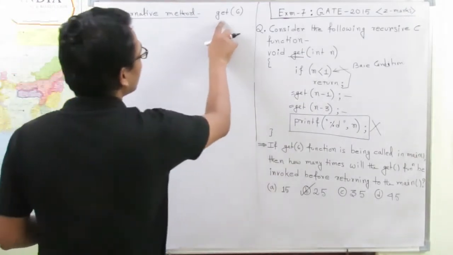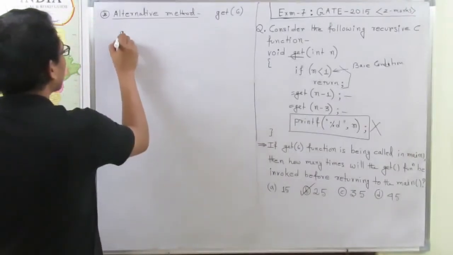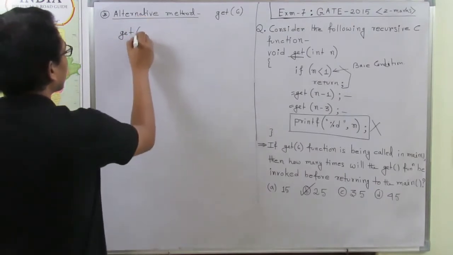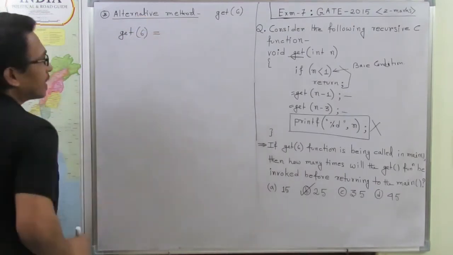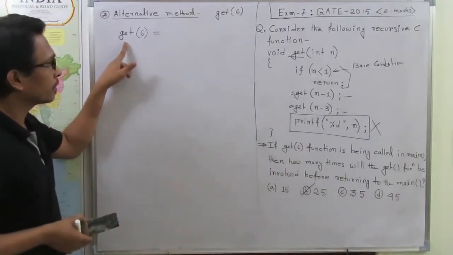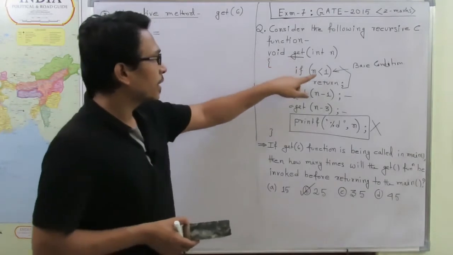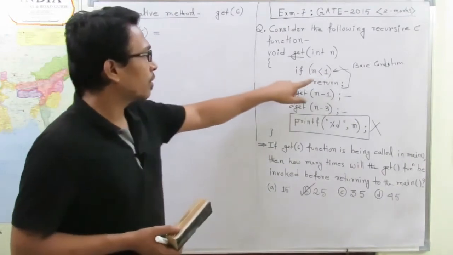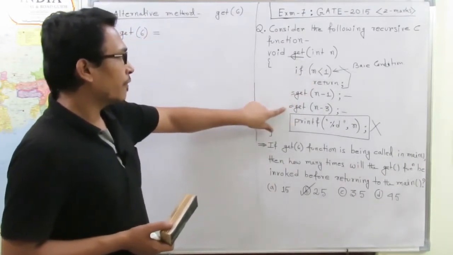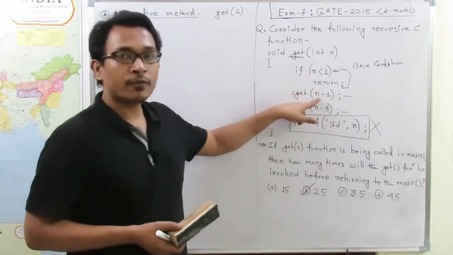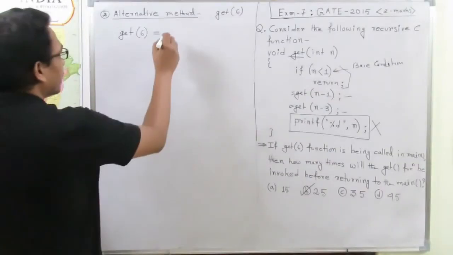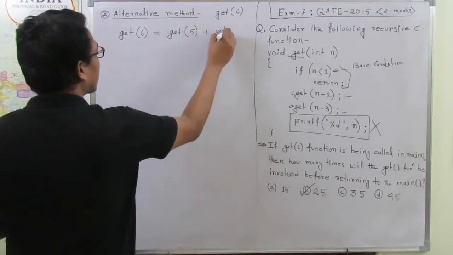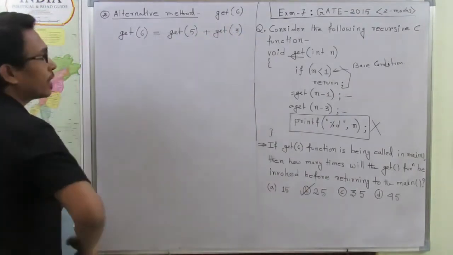Now look here. We can resolve this particular problem as follows. When get 6 is invoked, internally this condition is false. Why? Because the value of n now is 6, so this condition is false. Now these two functions will be invoked. What is the parameter for these function calls? That is get 5 plus get 3.